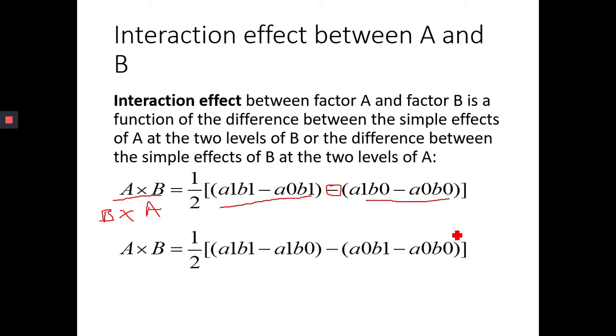When we are saying calculate interaction, we are simply saying get the difference between the simple effects of A at the two levels of B, or the difference between the simple effects of B. This is now the simple effect of B at A1, and also the simple effect of B at A0. The average of the difference will give us the interaction.